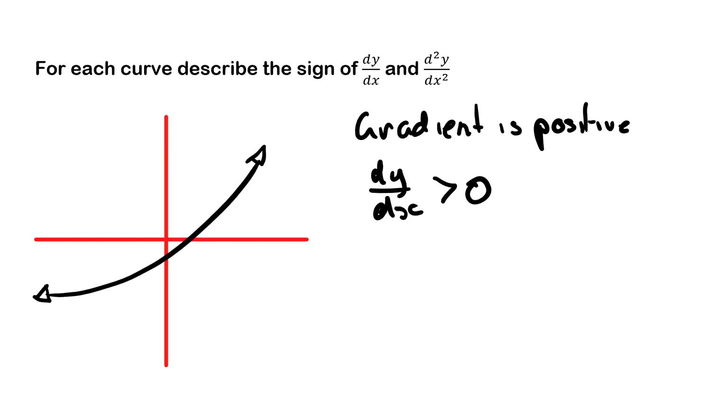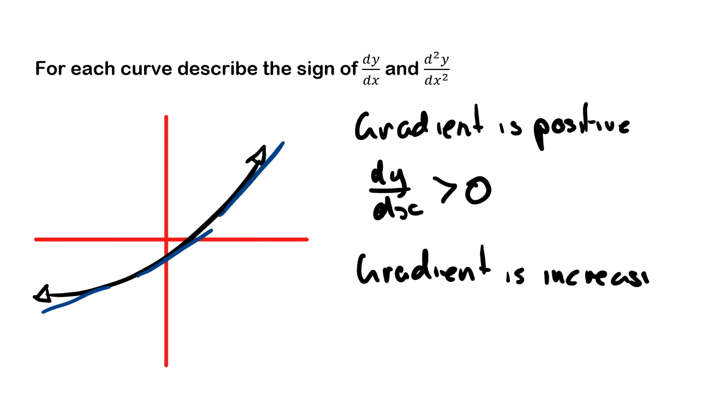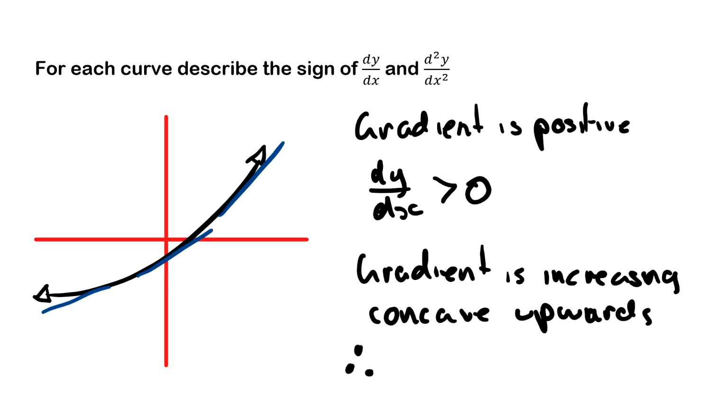Now, the second thing we're looking at is what's happening to the gradient as we go from left to right. If you draw little tangents, you can see that the tangents are getting steeper as we go from left to right. So the gradient is increasing, and when the gradient is increasing, we know we have concave upwards. In terms of your second derivative, it is also greater than 0, because if it's concave upwards, remember the second derivative is bigger than 0.